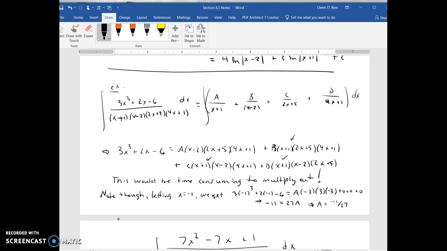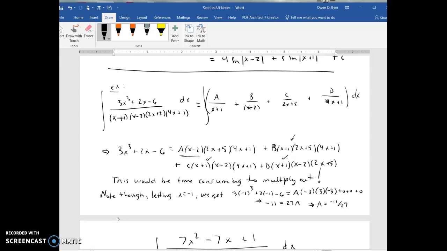So we can plug -1 in on the left-hand side. We did that over here, and I think we get -11. Plug -1 into the first term on the right-hand side, and we get A times all that stuff. And just like that, we got that A equals -11 over 27.